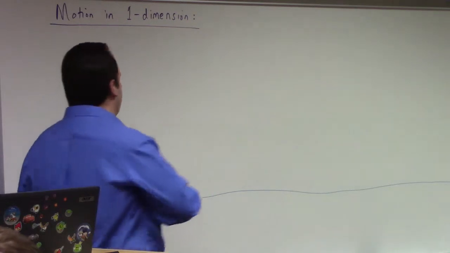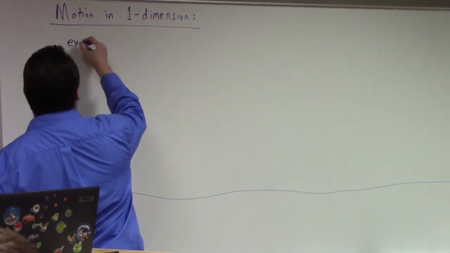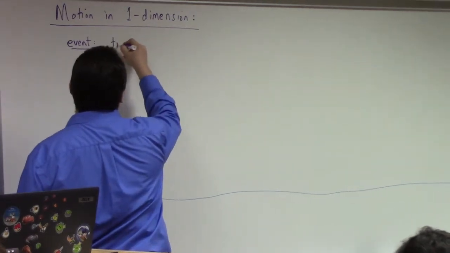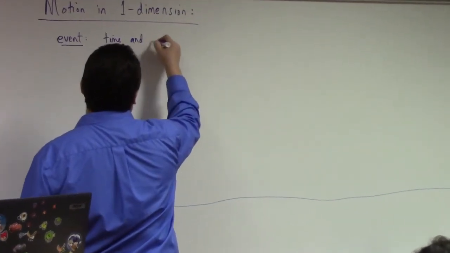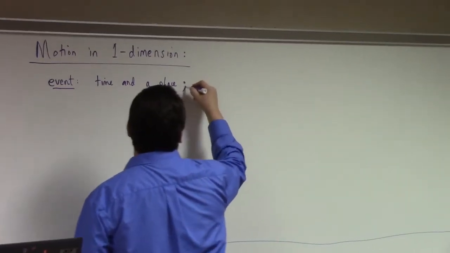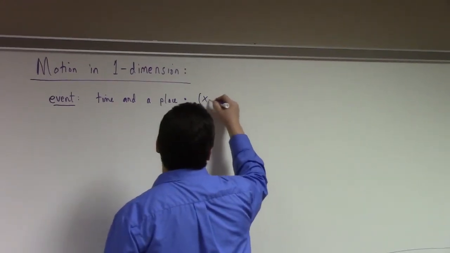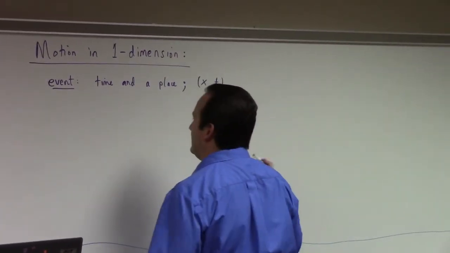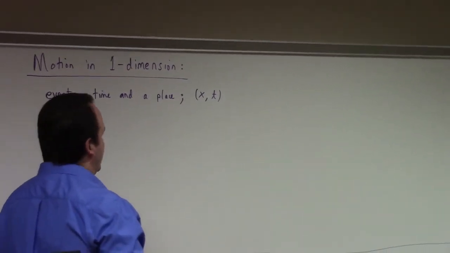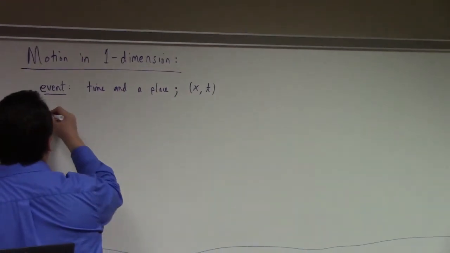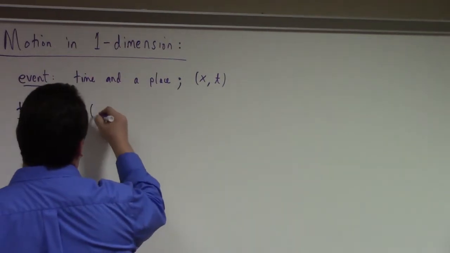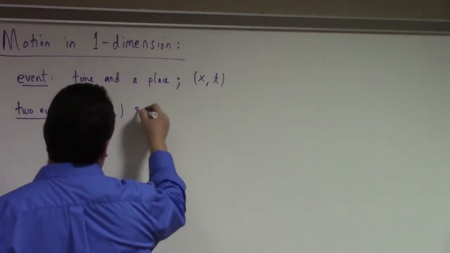What are the basic things we want to talk about? First of all, an event. What's an event? It's a time and a place. So, for example, if we're using x, perhaps x comma t. I guess I should say t comma x, whatever. So that would be an event, right? So if you have two events, then you can do other things, right? Two events. Suppose I have, say, x1, t1, and x2, t2.